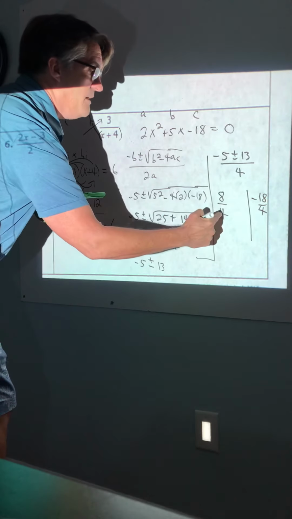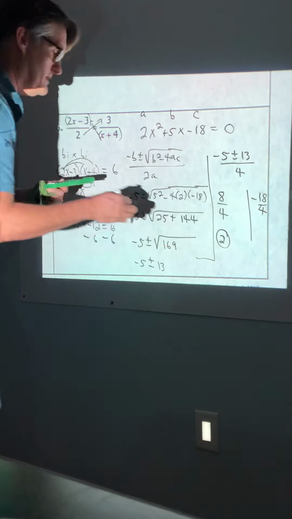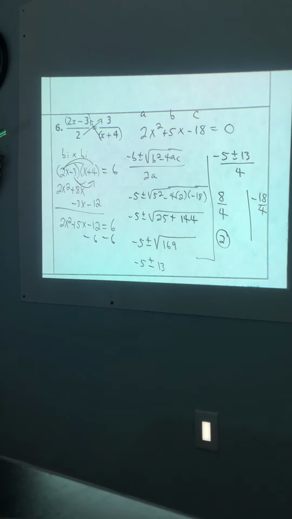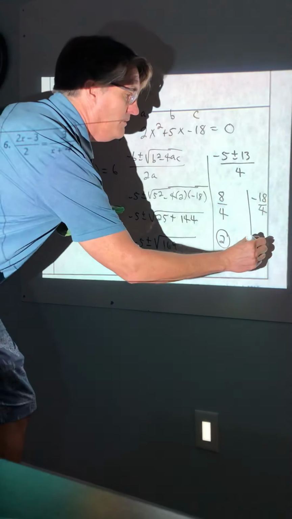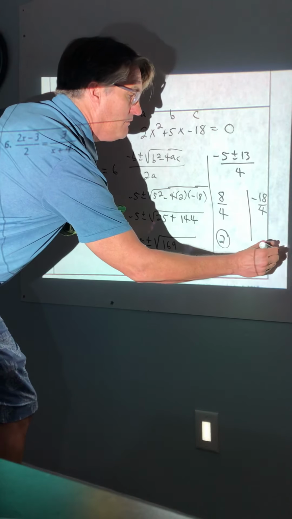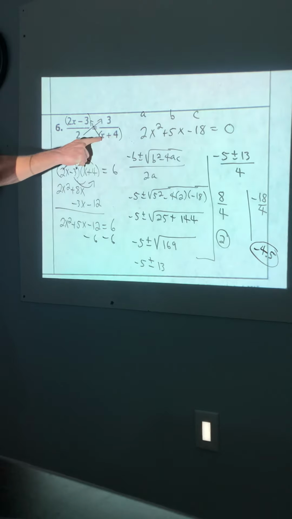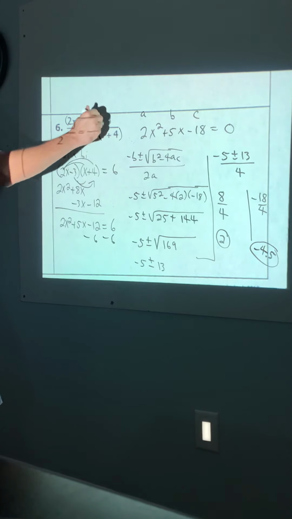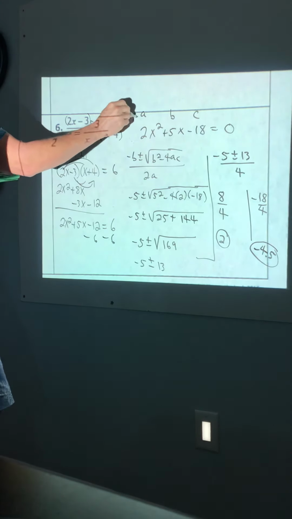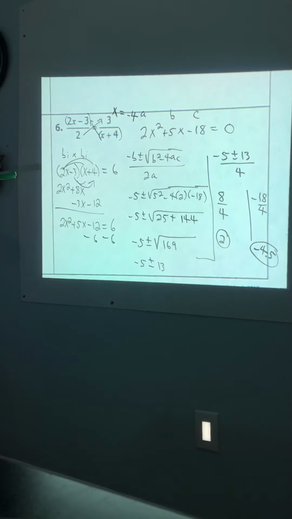I'll handle that one. That one's really easy. All right, does anyone want the other one? The other one's what? Negative 4.5. What are the restrictions on this equation? I can't have, look at this denominator right here. I cannot have x be negative 4, so we're good to go.